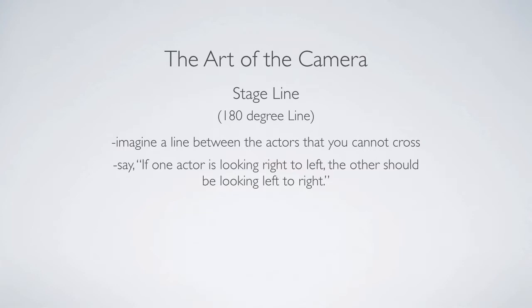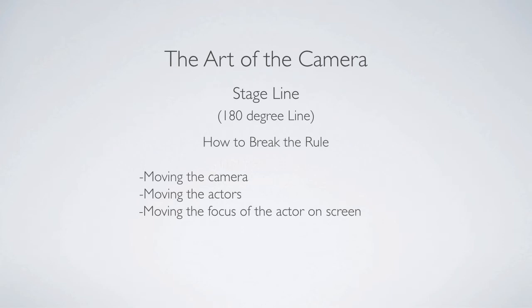Of course, the famous thing is, unless you want to. If you're trying to confuse them, you can. Like every rule, there's a way to break it legally. In this case, you can break the rule by, number one, moving the camera. I'll show you a video example in a second to make it really clear. You can physically, without cutting, move the camera from one side to the other. As long as the audience is a participant in crossing the stage line, their new geography is being established and they'll understand what's happening.